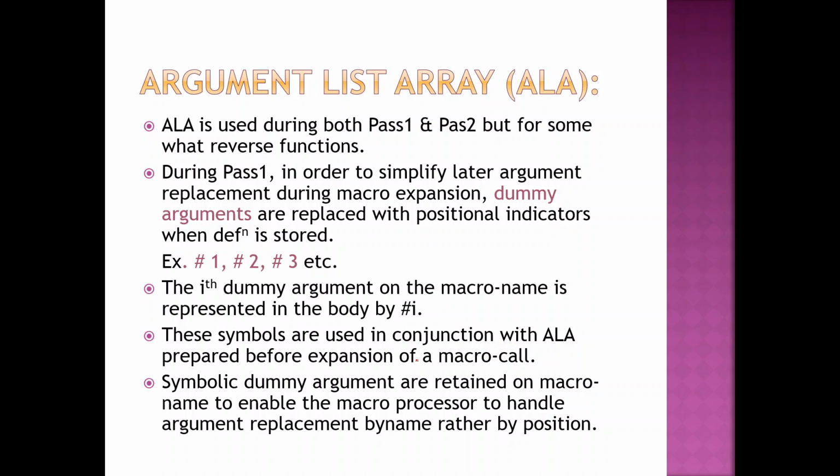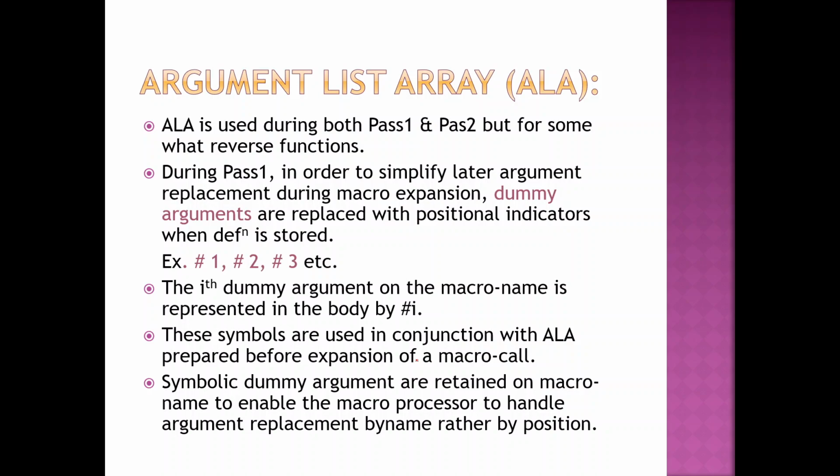Okay. So I told you there are two important tables, MNT and MDT, and two pointers, MNTC and MDTC. We have discussed all that. The next very important 2-mark question, which you can see in many question papers, is the argument list array, ALA. It is a very, very simple concept.